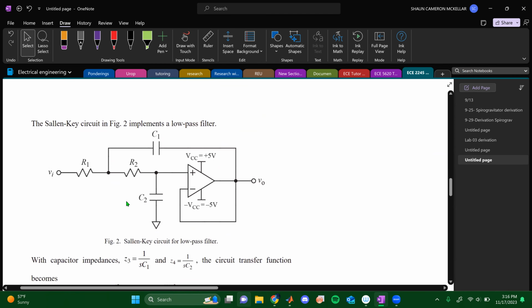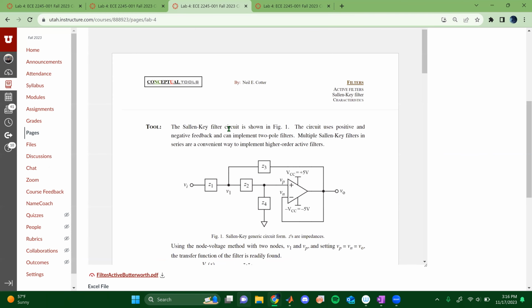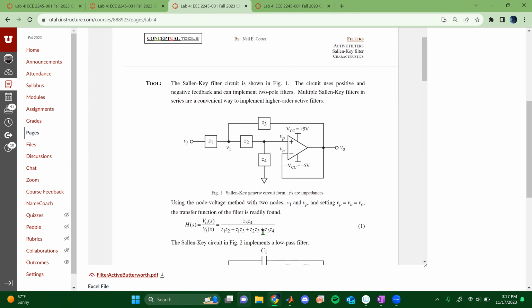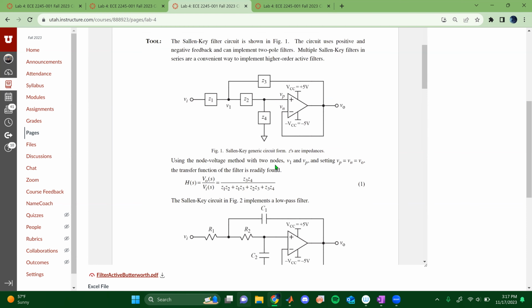So let's go through the document. This is the normal Sallen Key filter. Sallen Keys, if I'm not mistaken, are a subset of Butterworth filters. So that's why we were discussing Butterworth filters. It says that multiple Sallen Key filters in series are a convenient way to implement higher order active filters. So this is a 2-pole filter, but if we put 2 of them in series, then we can have a 4-pole filter. One filter will have Q1, and the other filter will have Q2, if I'm not mistaken.